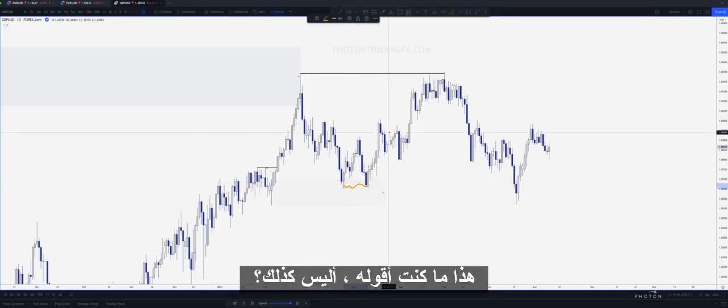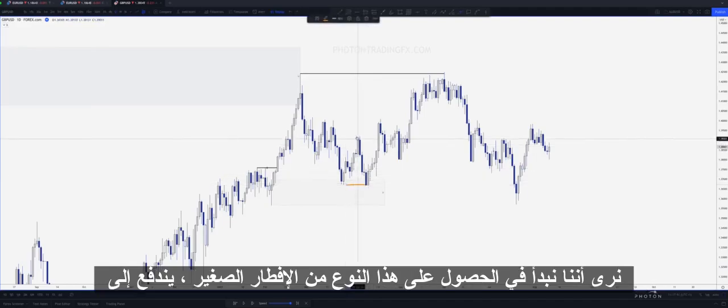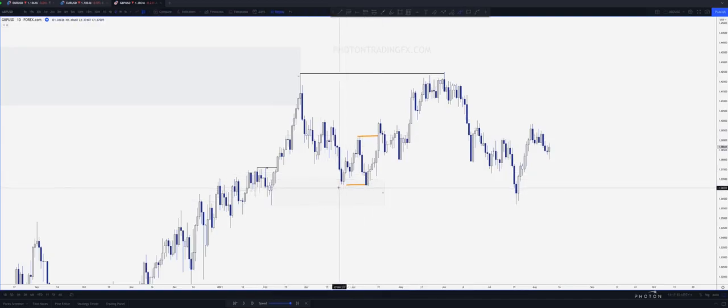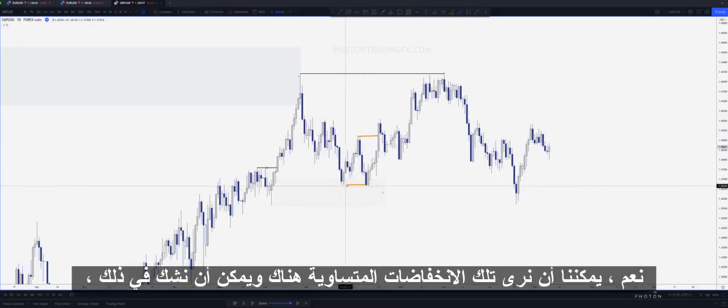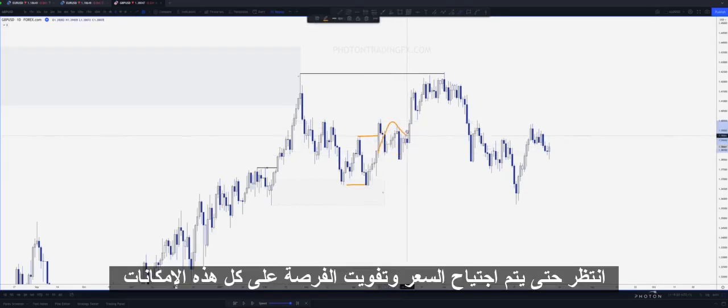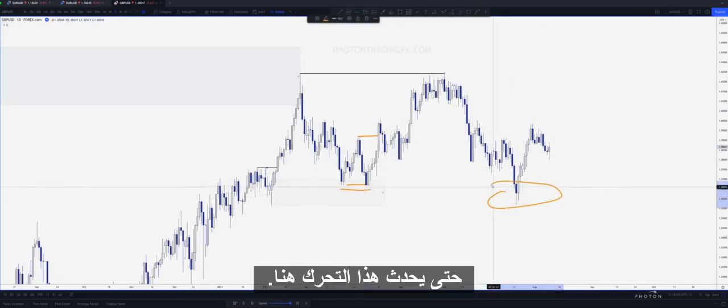But this is what I was saying in the theory video, that at this point here, when we start to get those minor breaker structures to the upside, we've come off a level of demand. Yes, we can see those equal lows there and we can be suspicious of it, but that doesn't mean we have to wait for price to be swept and then miss out on all of this potential opportunity here. We don't have to sit on our hands until this move happens.